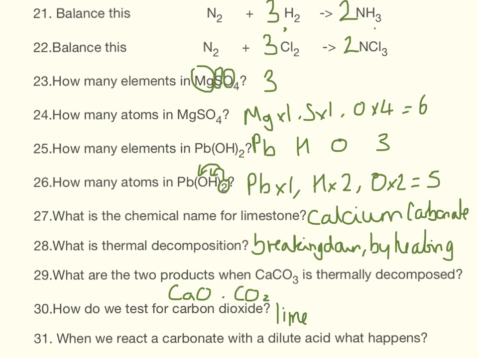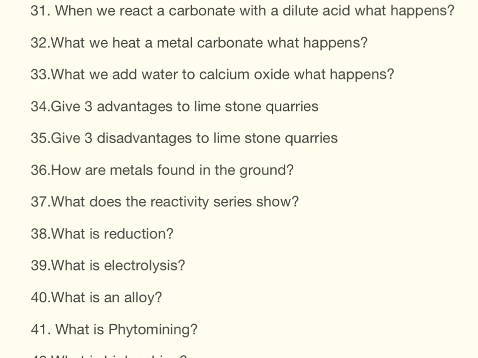It turns lime water cloudy. When we react a carbonate with dilute acid, carbon dioxide is going to be produced. So you're going to see bubbles. When we heat a metal carbonate, we are going to get a metal oxide and carbon dioxide.